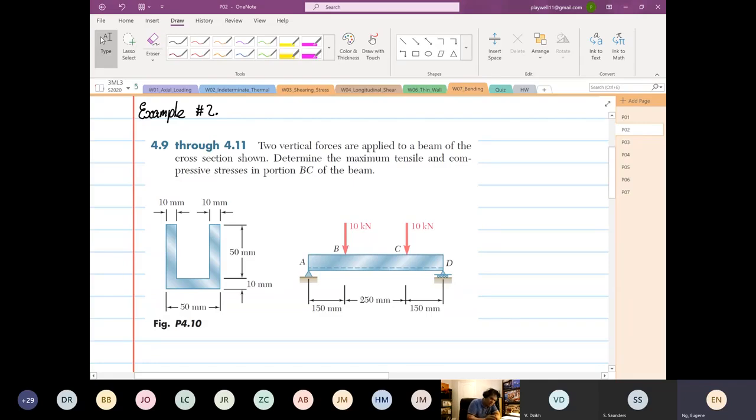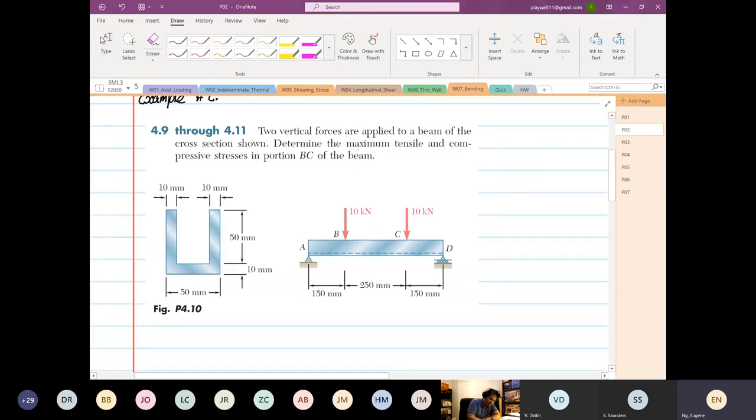Now we have to determine the maximum tensile and the maximum compressive stresses, okay, in the portion of BC. So they specify the portion in BC. Now, question for you guys: if this were to fail, where would it fail? Anyone? If this structure were to fail, where would it fail?